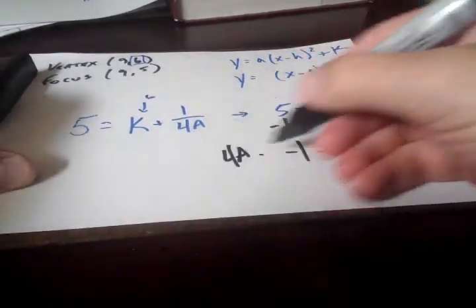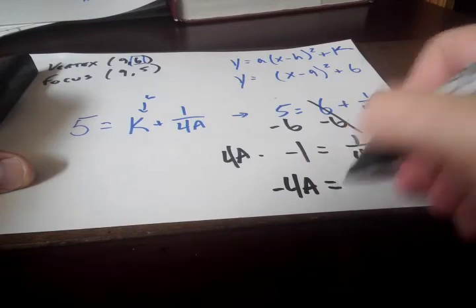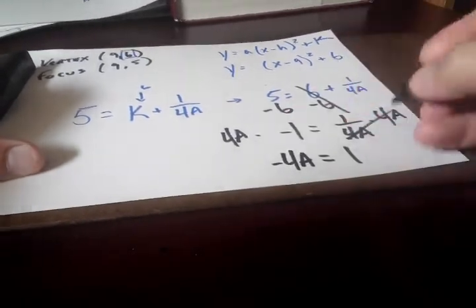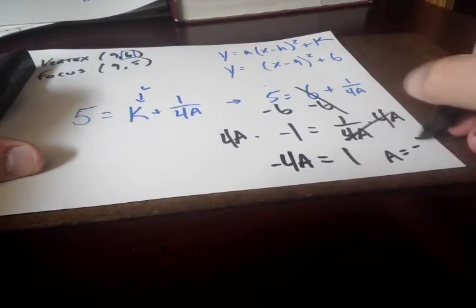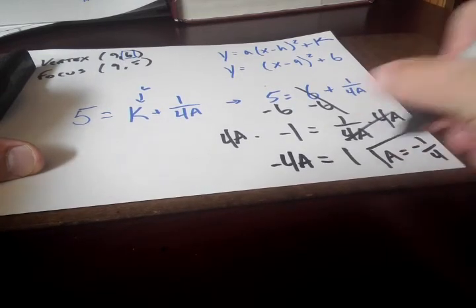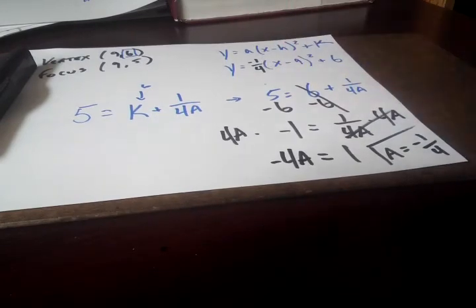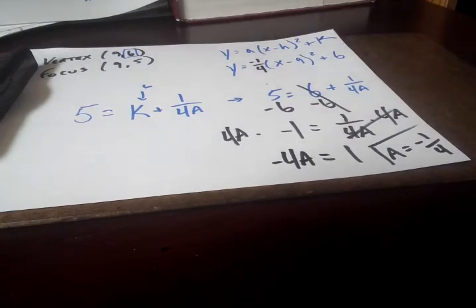These cancel, so I'm left with negative 4a is equal to just 1. And when we divide, a is going to equal negative 1/4. I will plug it in right up here. All right, and that completes number 31.